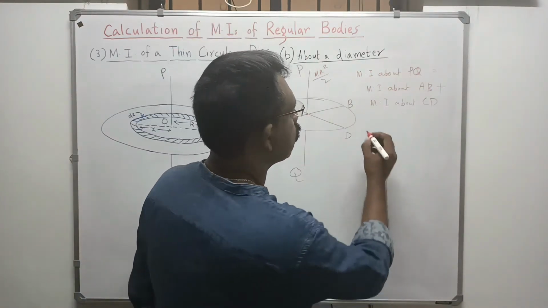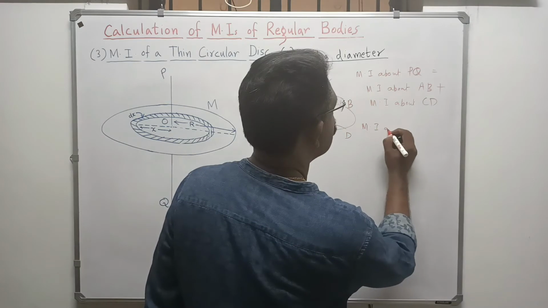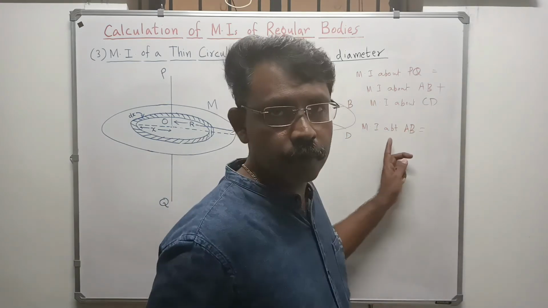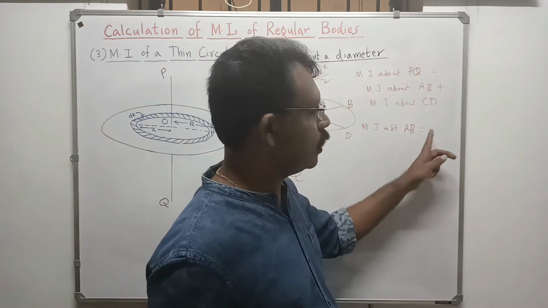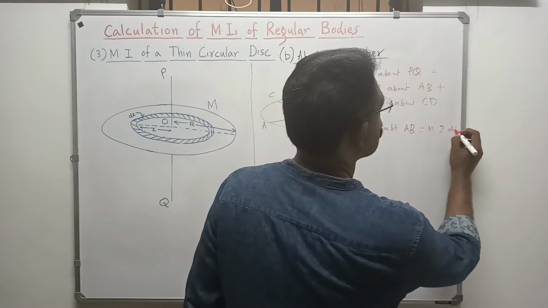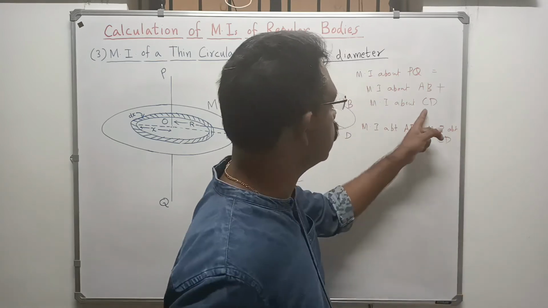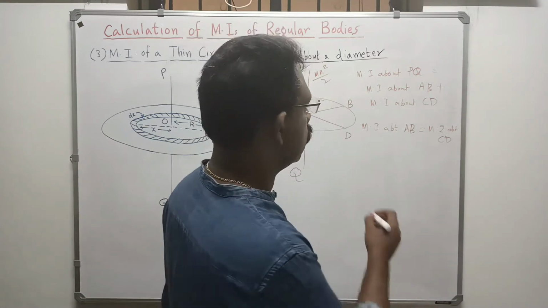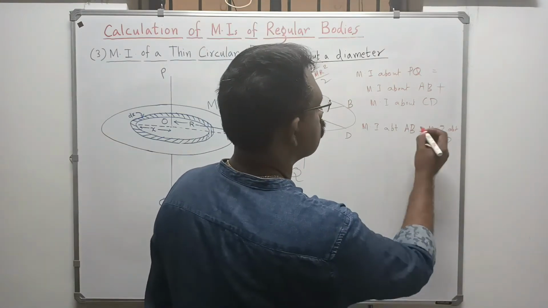Also, you should note that MI about AB, I'm using short form, sorry for that. MI about AB is equal to MI about CD. Okay, they are two equal ones. And now we have already found out this to be MR squared by 2.